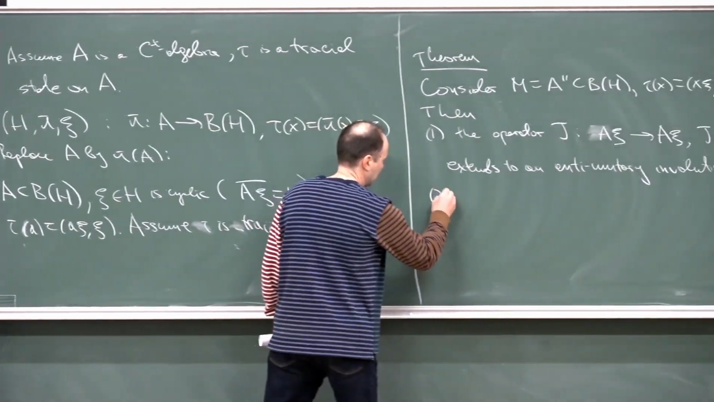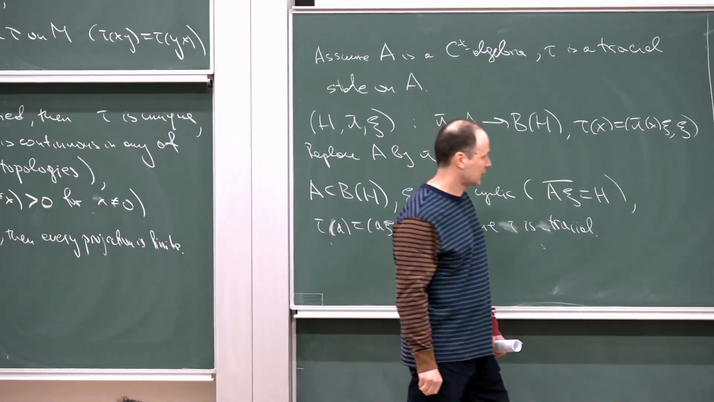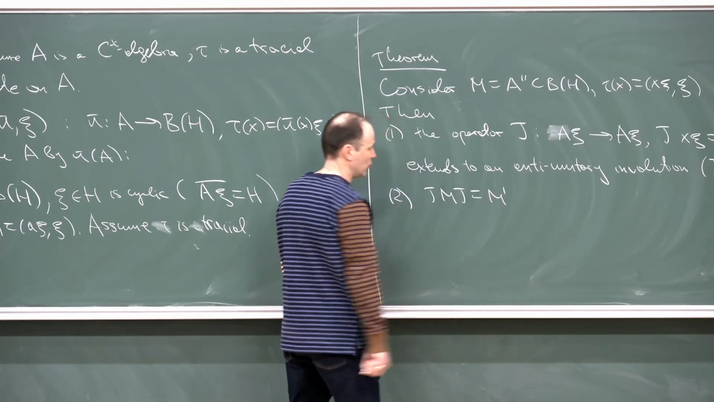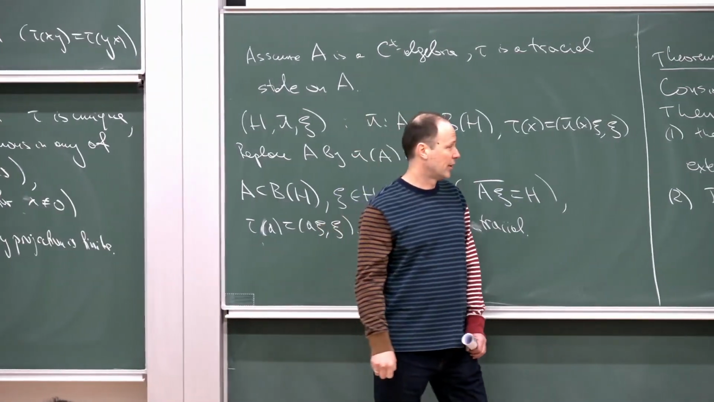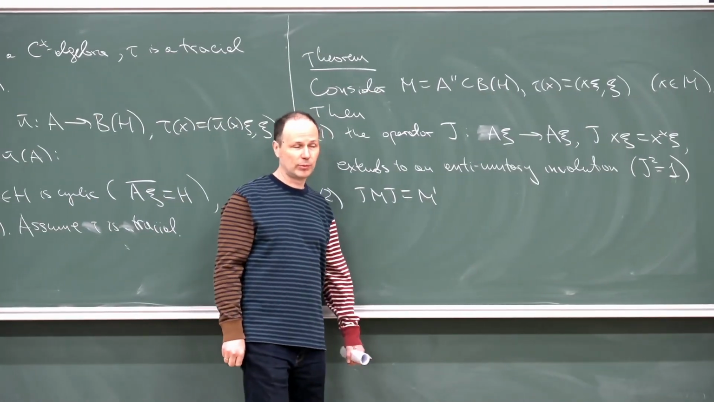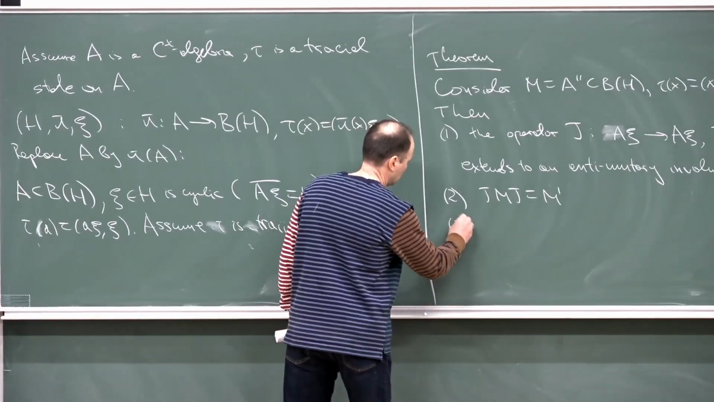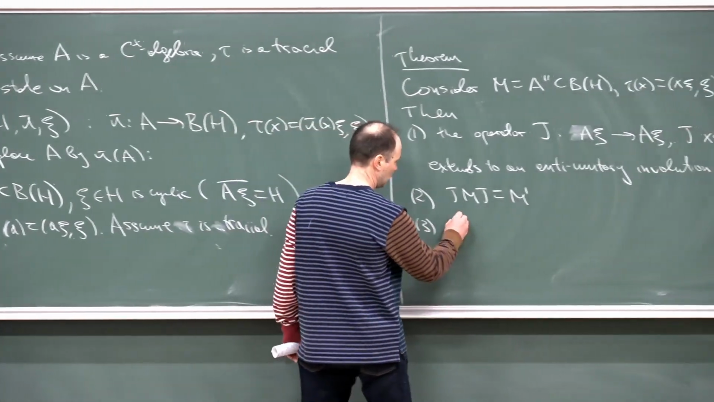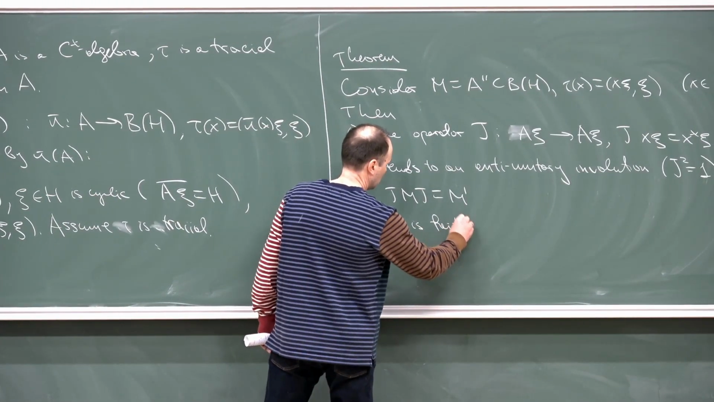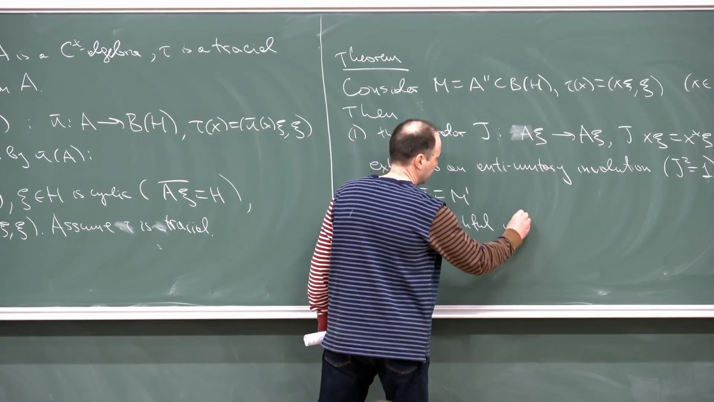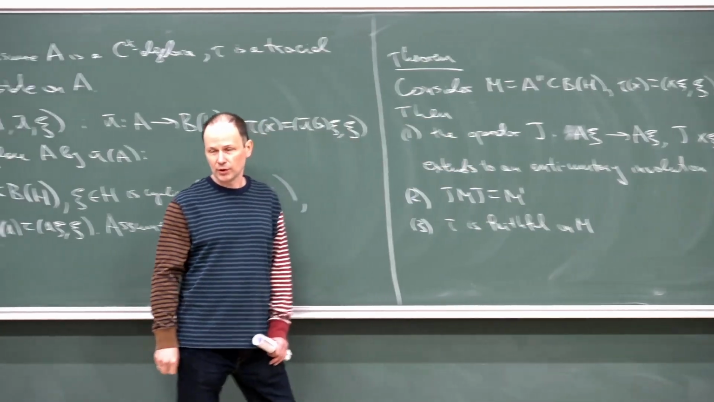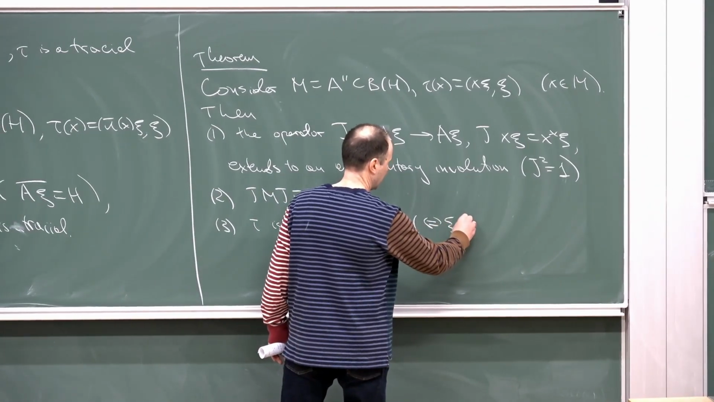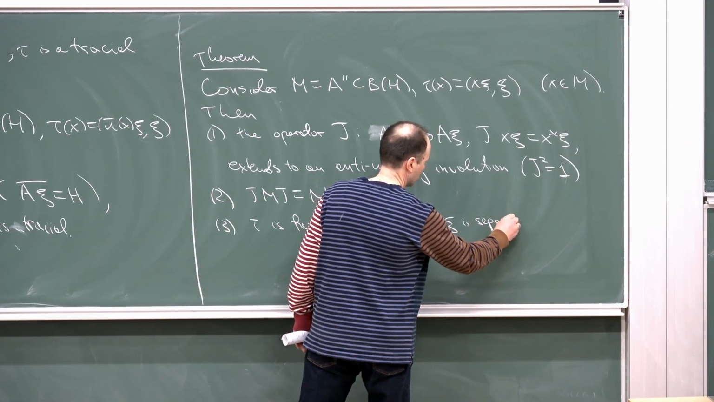Well, the second property is that if we conjugate our von Neumann algebra M by this involution, we get exactly the commutant of this von Neumann algebra. The theorem is that our trace tau is actually faithful on M. Or in the terminology which Robin used yesterday, this is the same as saying psi is a separating vector for the von Neumann algebra.